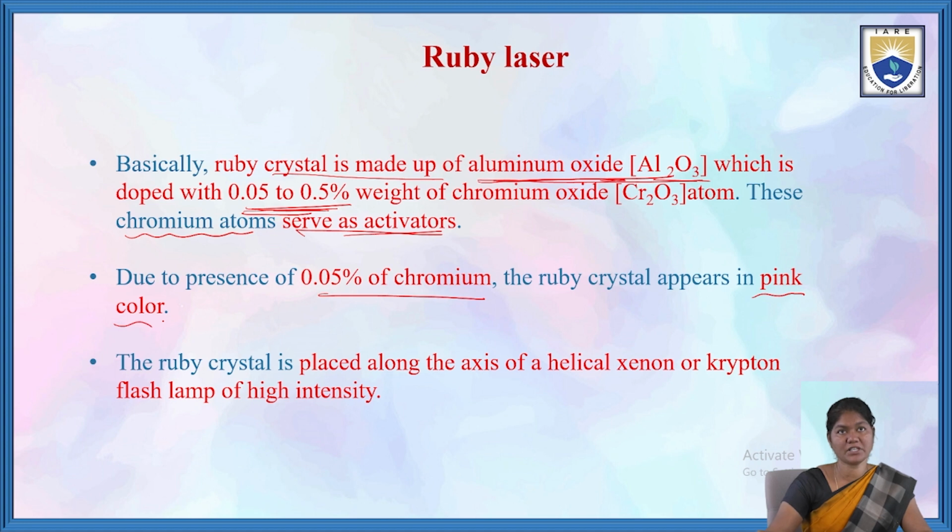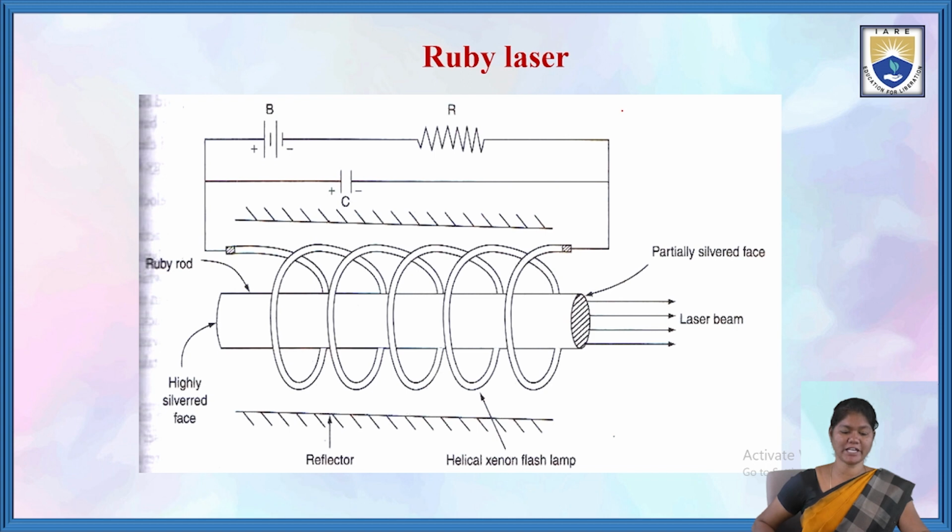The ruby crystal is placed along the axis of a helical xenon or krypton flash lamp of high intensity. So this is the ruby laser.